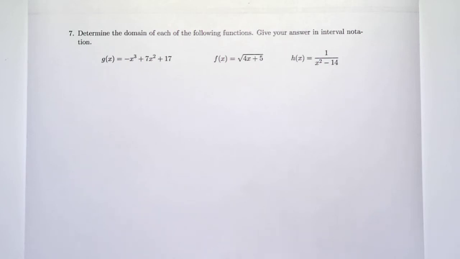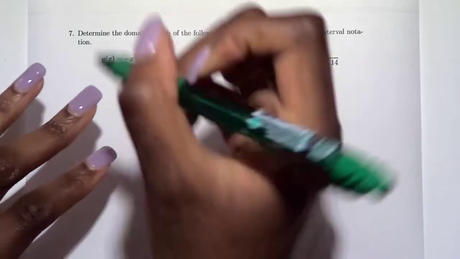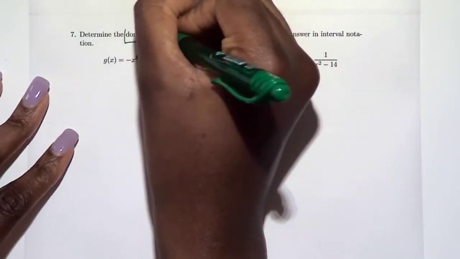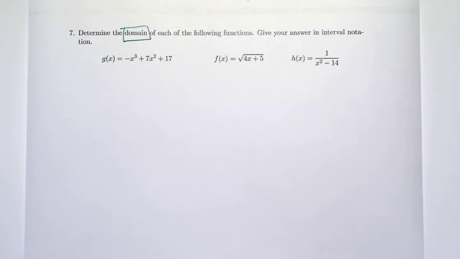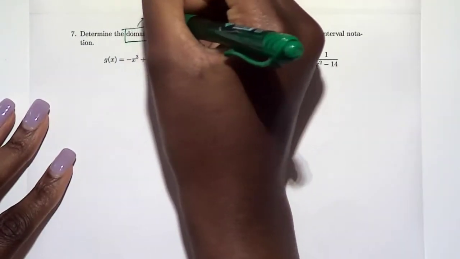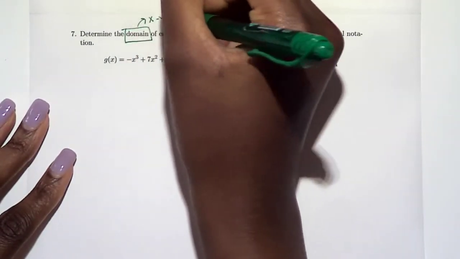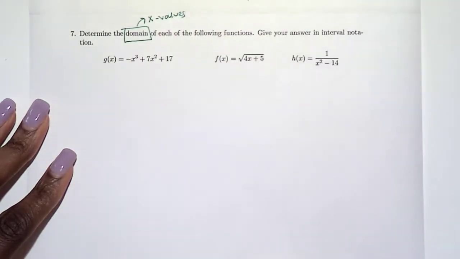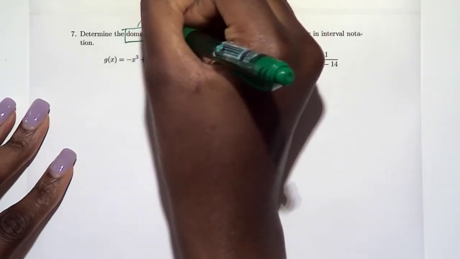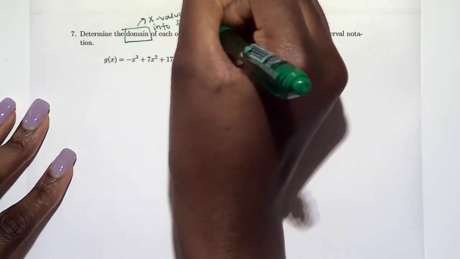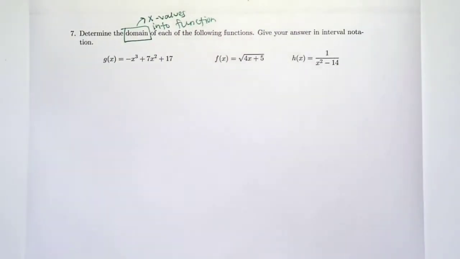Okay, so this is the last page, page four. So we're just going to look at a function that's written algebraically instead of on a graph and then determine the domain. So remember, the domain is what can we plug into the function. So it's the x values, or the values that we're plugging into the function.